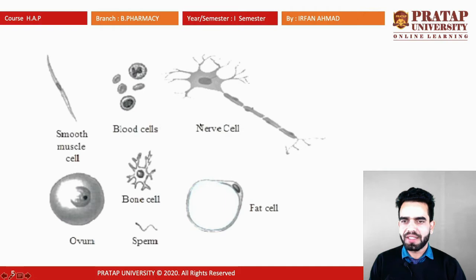You can see here examples of various cells, like this smooth muscle cell. You can see its shape, edges are pointed, in the middle it is blunt. You can see the blood cells, which have different shapes. Nerve cell, that is branched, ovum, a little bit spherical, bone cell, branched, sperm cell, fat cell, ring shaped. The shapes of these cells are different because the functions of these cells are different. They don't perform the same function.